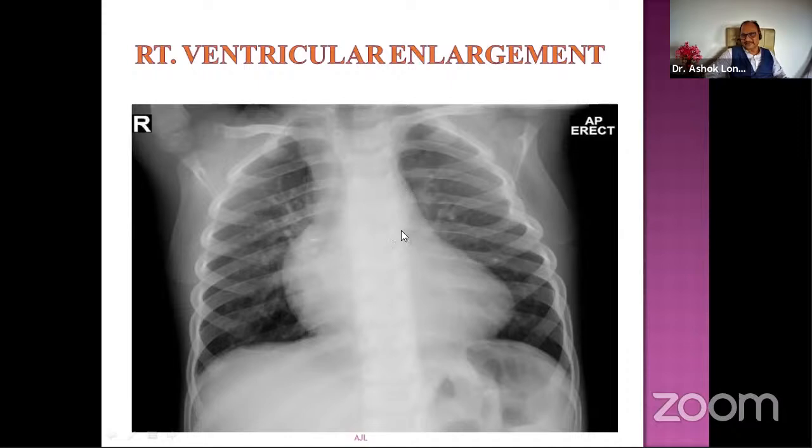The left knuckle is visible. So as long as the knuckle is there, the left ventricle is normal. This is a very simple way to diagnose radiologically. Okay.